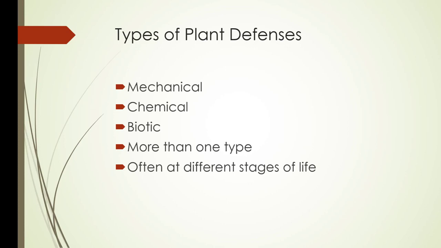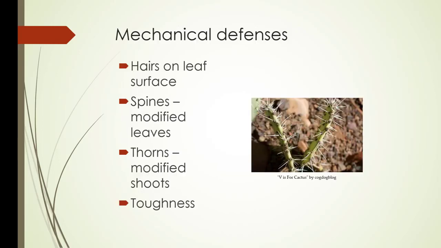So some of the plant defenses you'll see are mechanical, chemical, biotic. Some plants have more than one type of plant defense, and often at different stages of their life. Some of the defenses include hairs on the leaf surfaces, spines, which are modified leaves, thorns, which are modified shoots, and toughness.